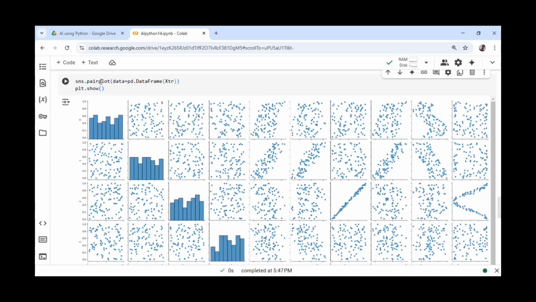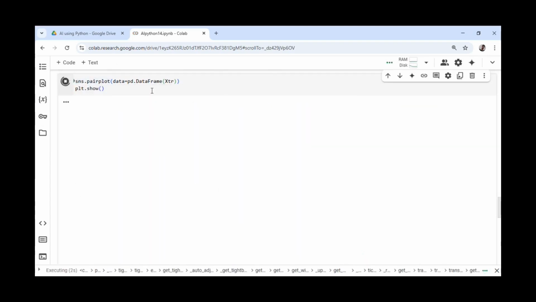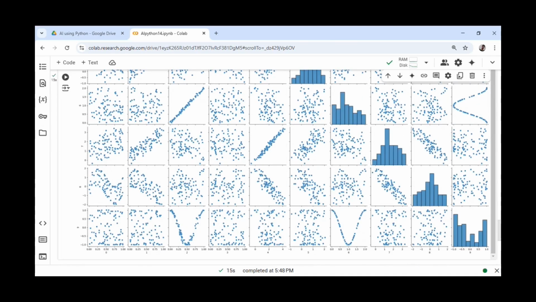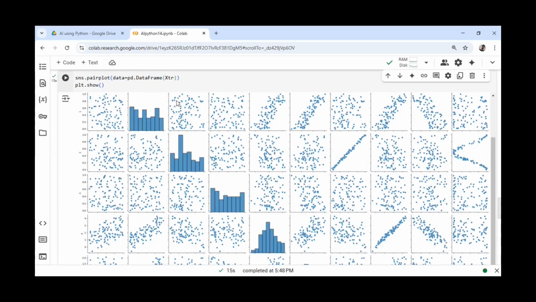And also we can use the pair plot function, which can be used for all the pairwise relationships in the data. So here we are using the pair plot function from the seaborn library to see the pairwise relationships in the data. And here we can see the pairwise relationships, where we can see a linear relationship between x3 and x7, and a sinusoidal relationship between x7 and x10. And if we see this kind of a pattern, we can say that the variables are uncorrelated.